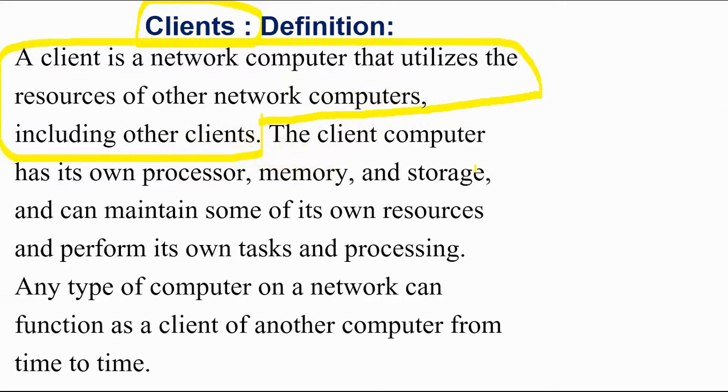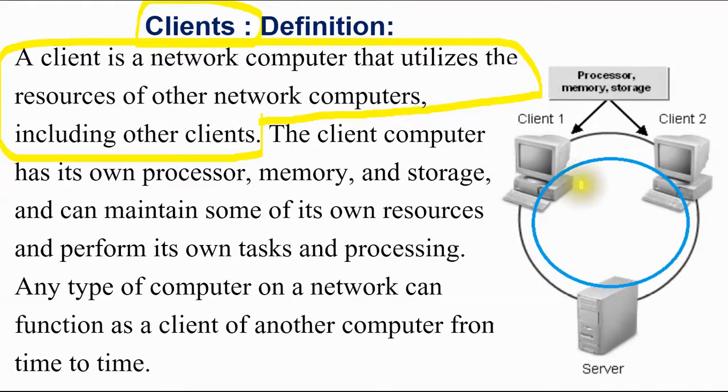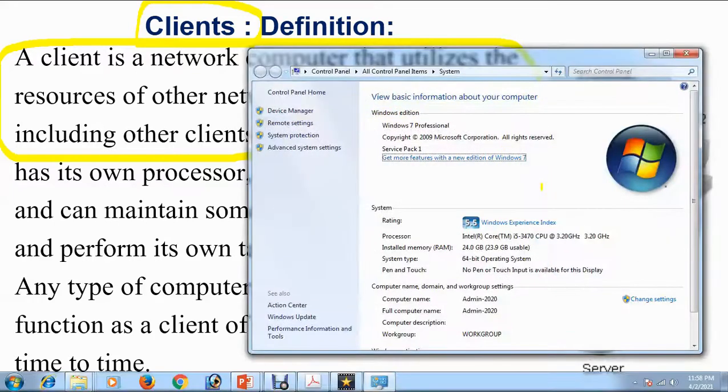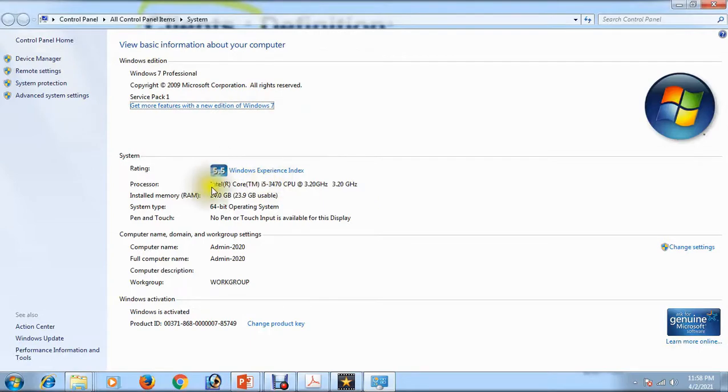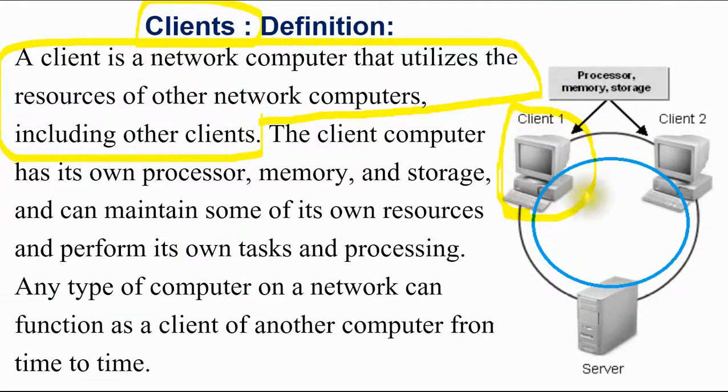Let me show you one graphic here. You have one dedicated computer, known as the client computer. It has a processor, memory, and storage, just like the machine which I am using, which has an operating system, processor, and RAM. Similarly, every machine will have all those things. You can see again you have one more client here, and it also has a processor, memory, and storage. And you have one server, which will also have separate memory, RAM, and storage.